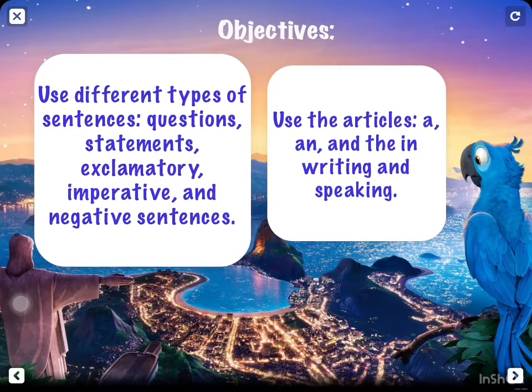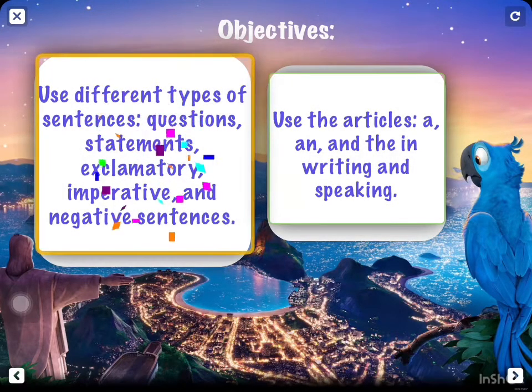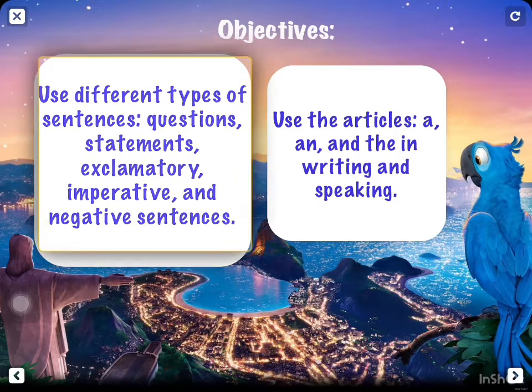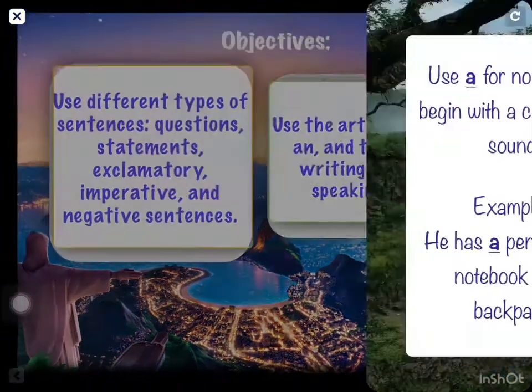Let's see what the objectives are for this lesson. The reason why we are learning about the articles a, an, and the: use different types of sentences like questions, statements, exclamatory, imperative, and negative sentences. Also, use the articles a, an, and the in our writing and speaking properly and correctly.